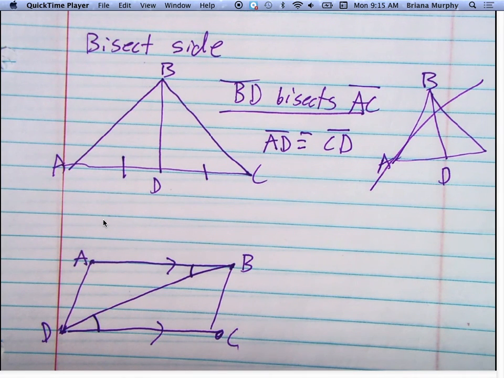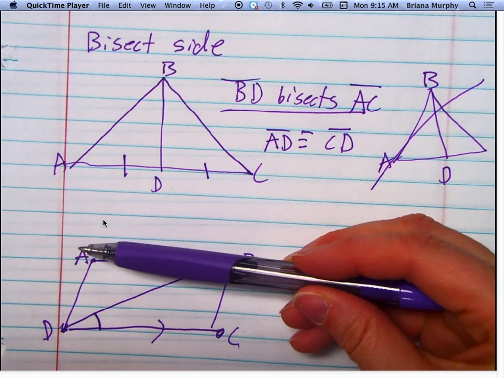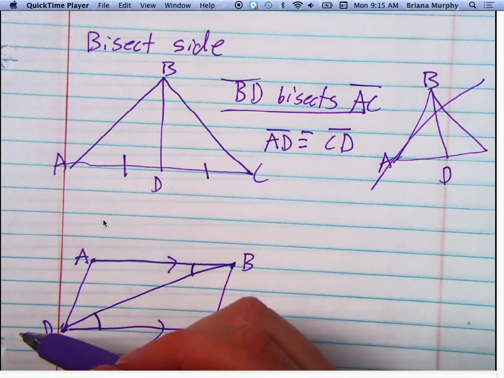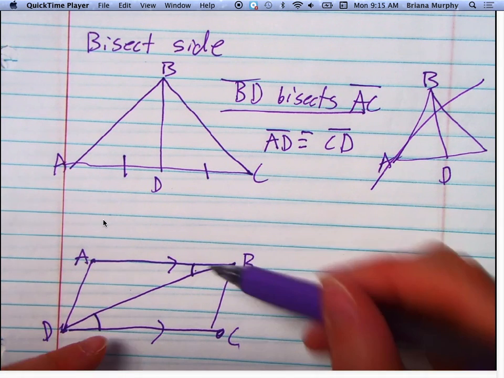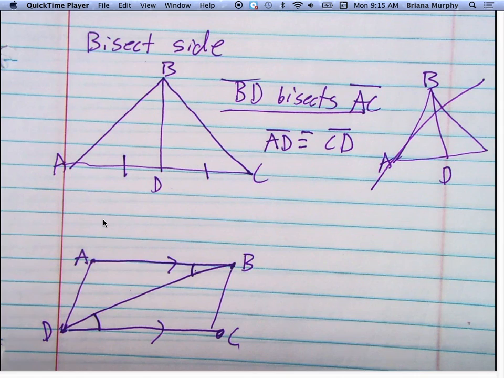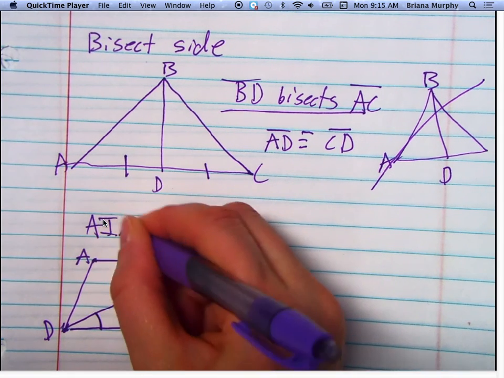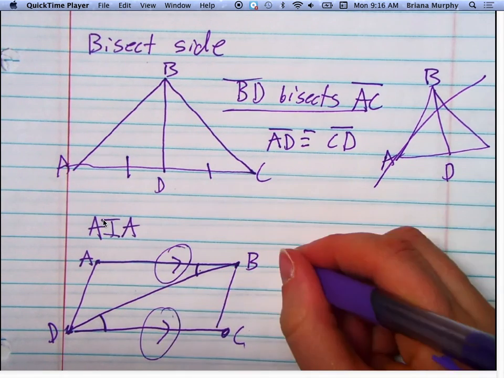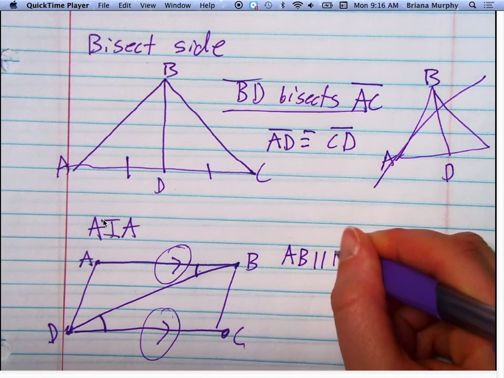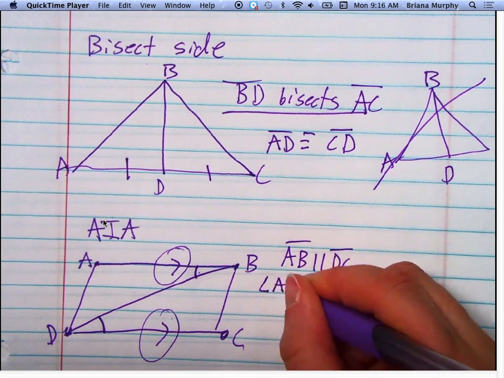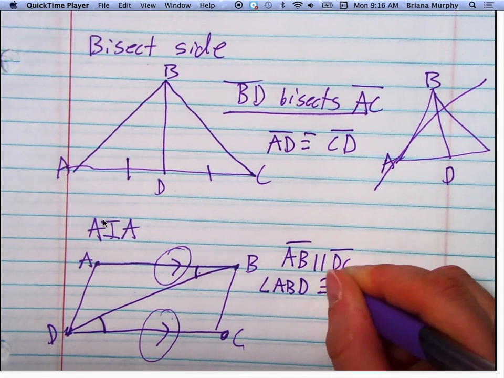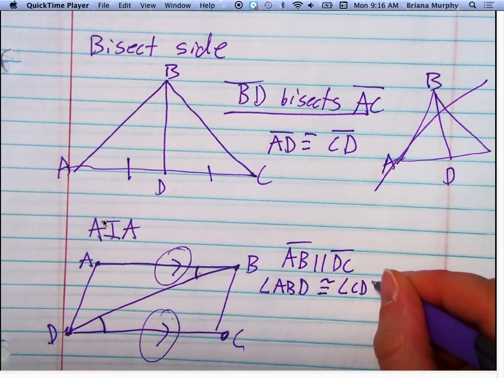Who remembers what that's called? Yeah. Two parallel lines cut by a transversal. These two inside the parallel lines, across from each other, what is that called? Alternate interior angles. Remember, I'm stating these are parallel. If AB is parallel to DC, I know that's true. So I know angle ABD is congruent to angle CDB.